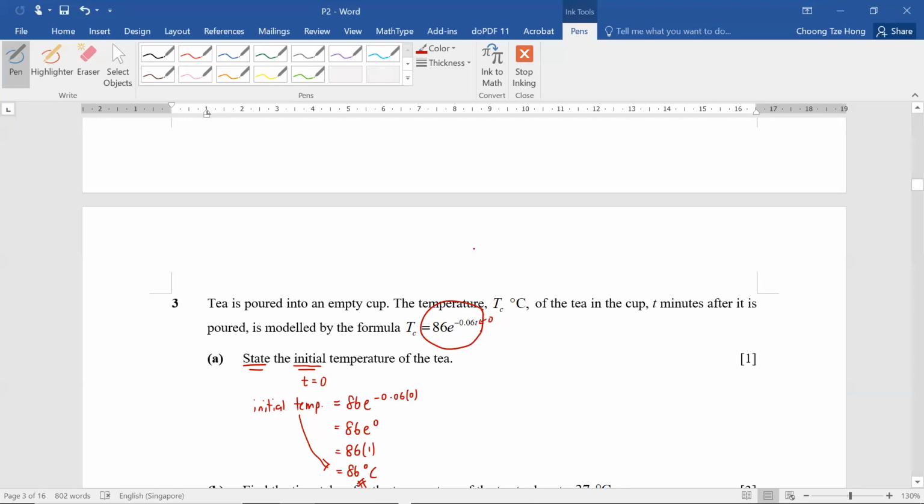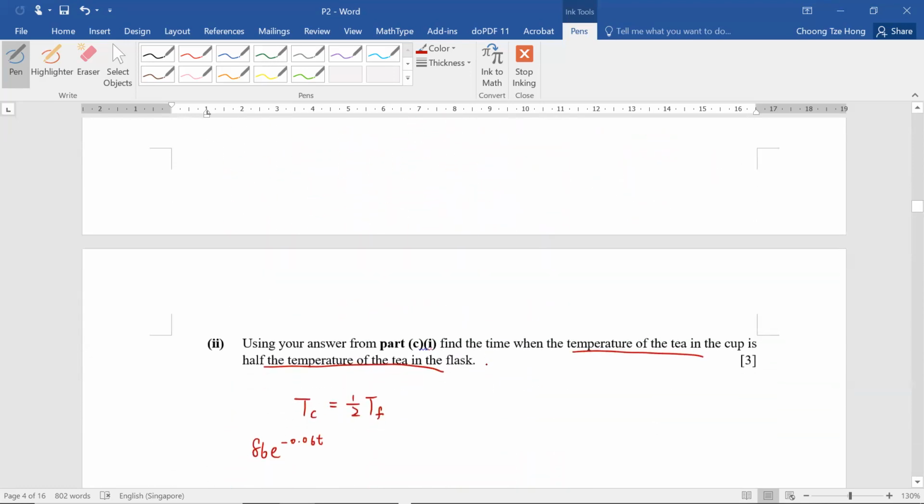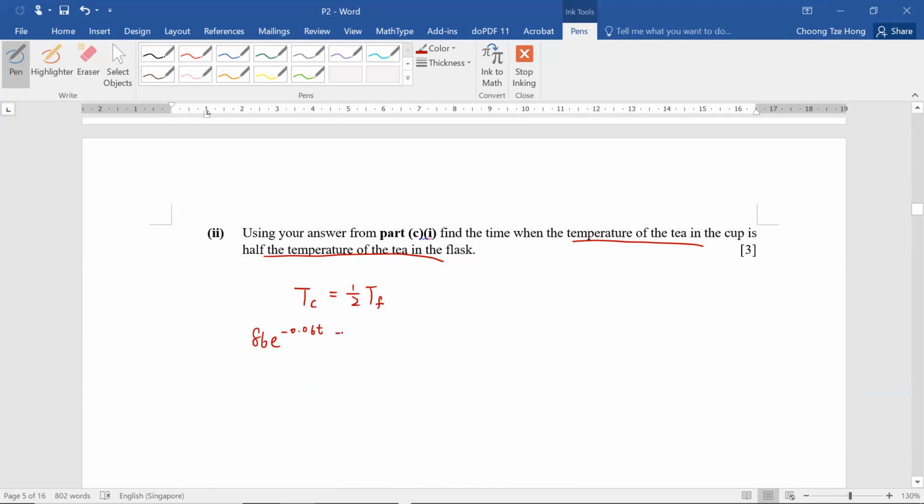Then in part C part 1, we got lambda to be 0.000794, so we're going to use it in this equation. Remember, formulate an equation to solve. So times 86 e to the power of negative 0.000794 t. This is the equation that we have, and there's an equal sign here. We're going to divide the 86 over first. If I divide both sides by 86, the 86 will cancel off, so over here I'll just be left with this.